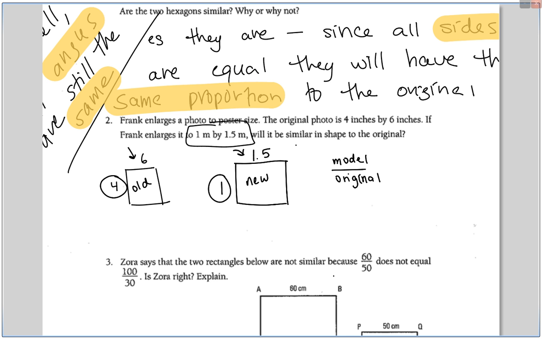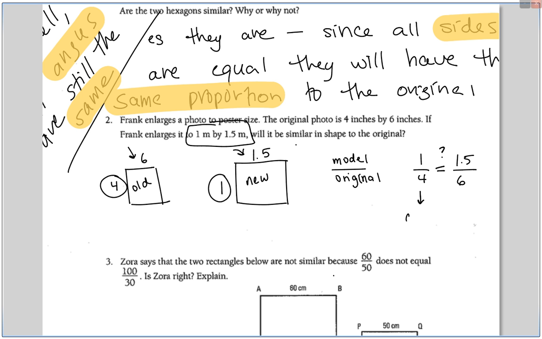And you have to do the dimensions one at a time. So I'll start with 1 and 4, and we'll compare it to 1.5 and 6. What we need to do is check if they're equal or not, and that's the key right there. So you have to check if the fractions are equal, or in other words, are the proportions the same? The easiest way to do this is just to check the decimal. So 1/4 is 0.25, and 1.5 divided by 6 is also 0.25. So yes, pardon me, the sides are in proportion.